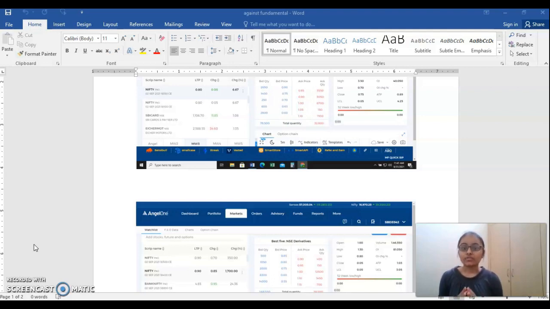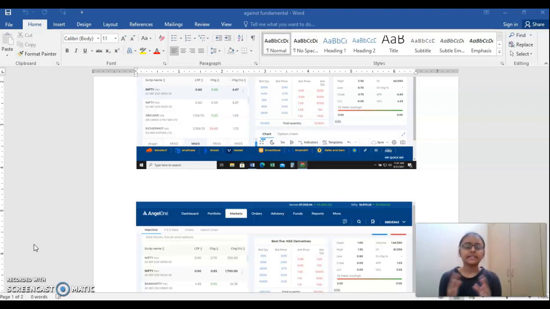Buyer at 18,400 call is ready to pay more premium than the buyer at 18,150 call. Hence, the buyer at 18,400 call is paying higher premium for lower profits. Means high risk and low profit, and vice versa for buyer at 18,150 call. That is low risk and high profit.